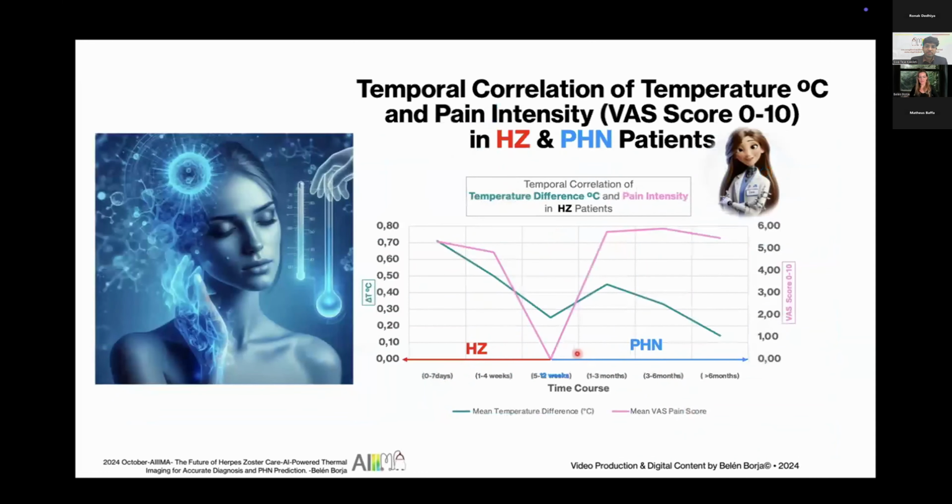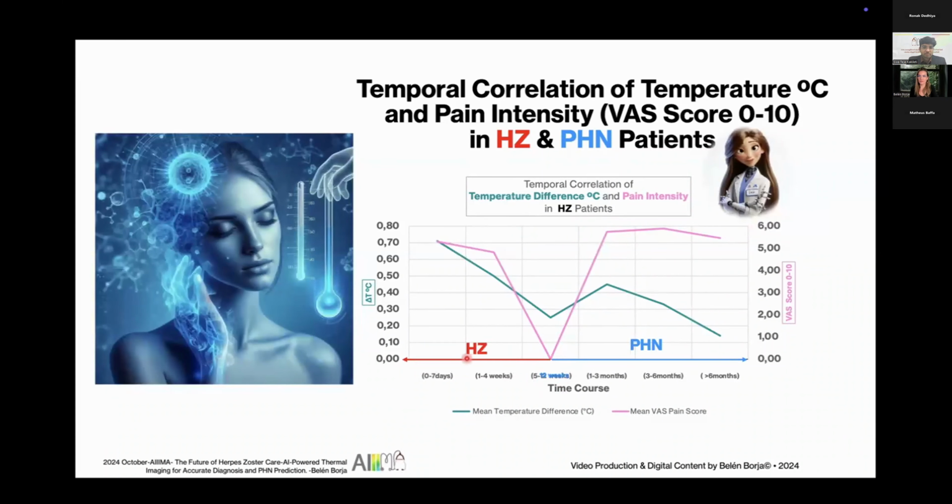Now let's take a look at this fascinating graph, humans. This is where our thermal and pain stories converge. On the vertical axis on the left, we're measuring delta T, the temperature difference between the affected dermatome and its unaffected mirror side, in degrees Celsius, shown by our green line. The vertical axis on the right shows the pain score from 0 to 10, tracked by our pink line. The plot twist happens at 12 weeks. That's our magical dividing line between herpes zoster and post-herpetic neuralgia.